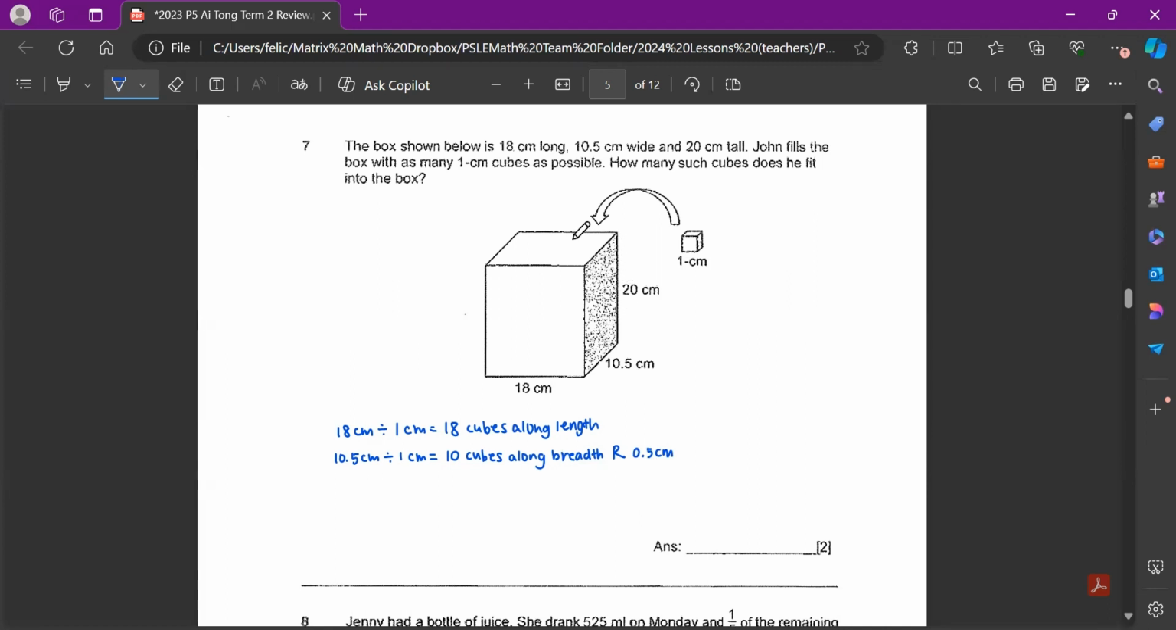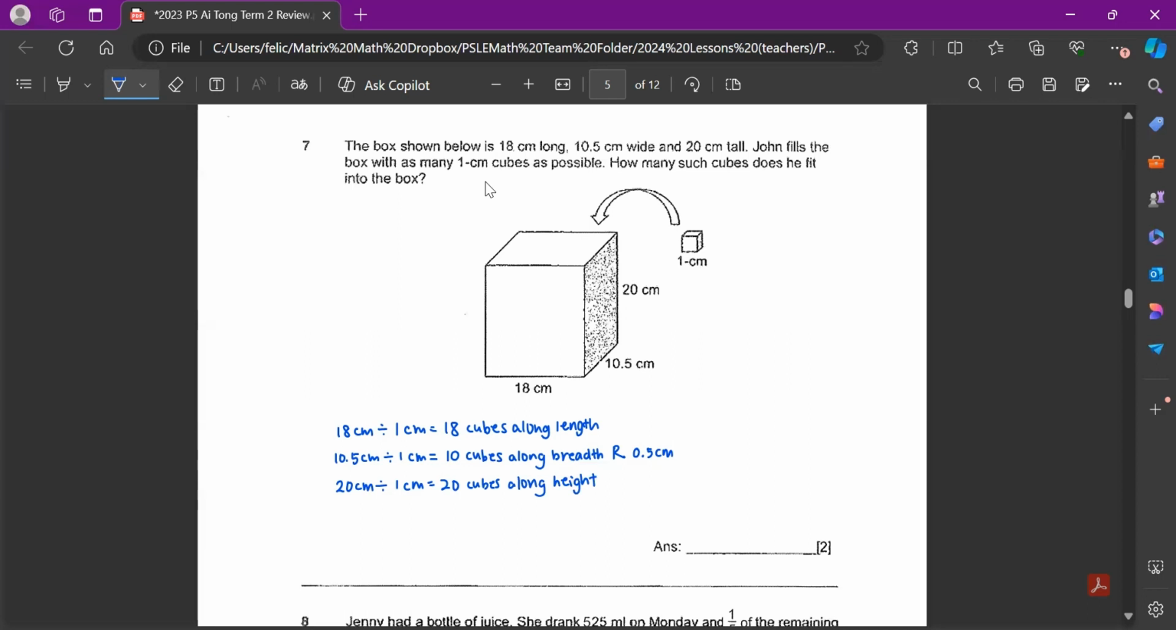So 20 cm height, I want to fit many 1 cm cubes. So same thing, 20 cm divided by 1 cm. So 20 cubes along the height.